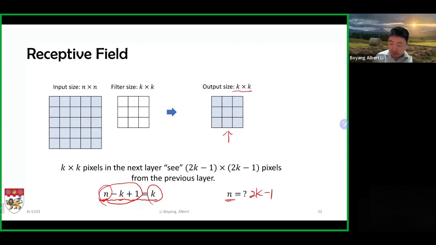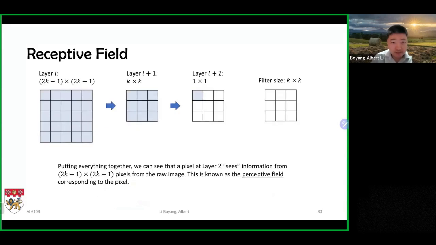Now we can put those things together. In the first layer, we go from 2k minus 1 to k, and in the second layer, we go from k to a single pixel. In other words, if I have a two-layer convolutional network, one pixel in the output sees, or aggregates information from, a total of 2k minus 1 by 2k minus 1 pixels. This is known as, excuse the typo, the receptive field corresponding to the pixel.